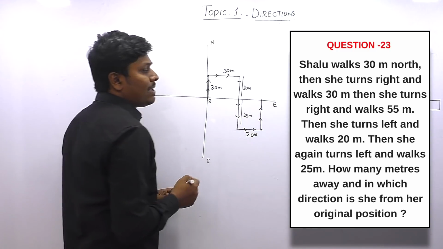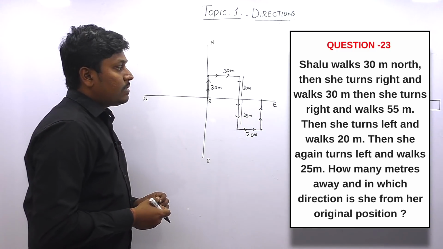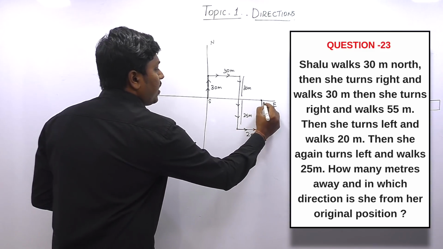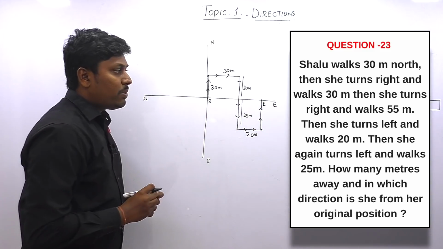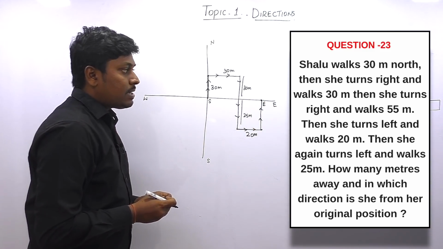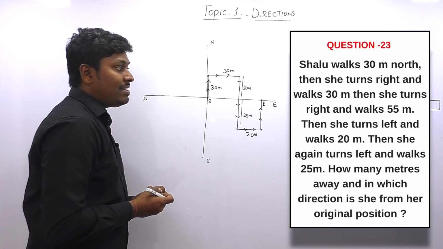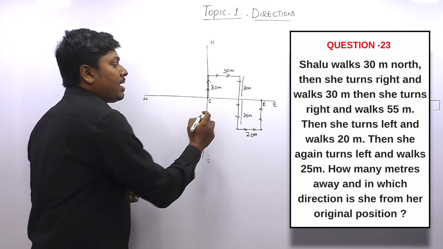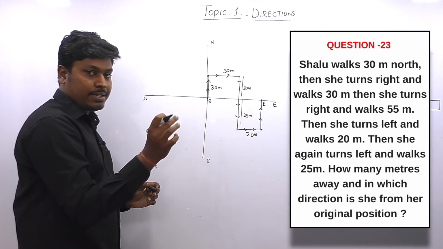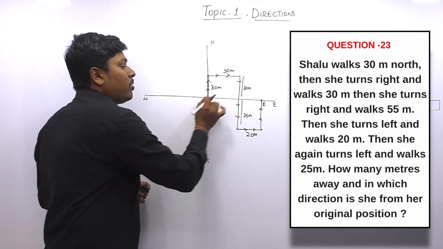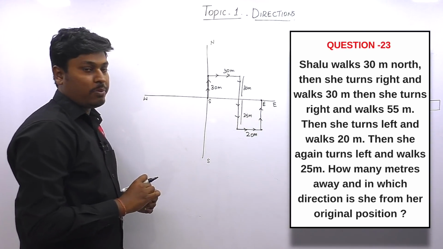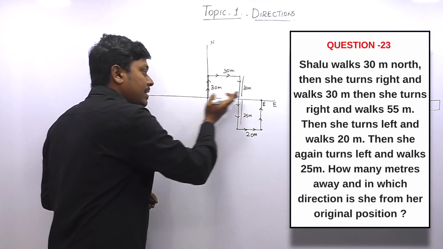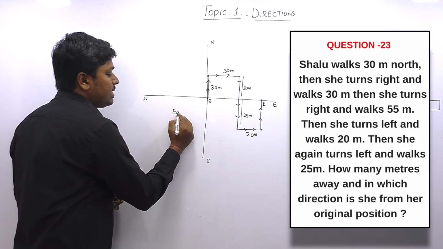So definitely it will be exactly at the east point. That's it, right? This will be the ending point and this will be the starting point. What is the question? How many meters away and in which direction is she from the original position? Again, we need to find two things. One is the distance between the starting and ending point, and also from the starting point, what is the direction of the ending point. So from the starting point, the direction of the ending point is east.